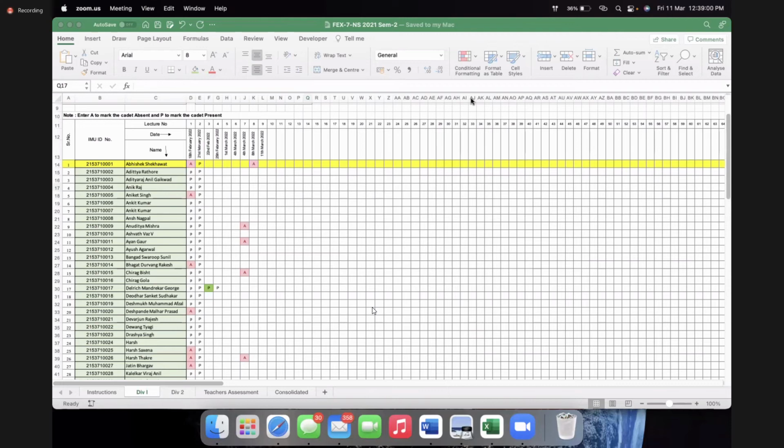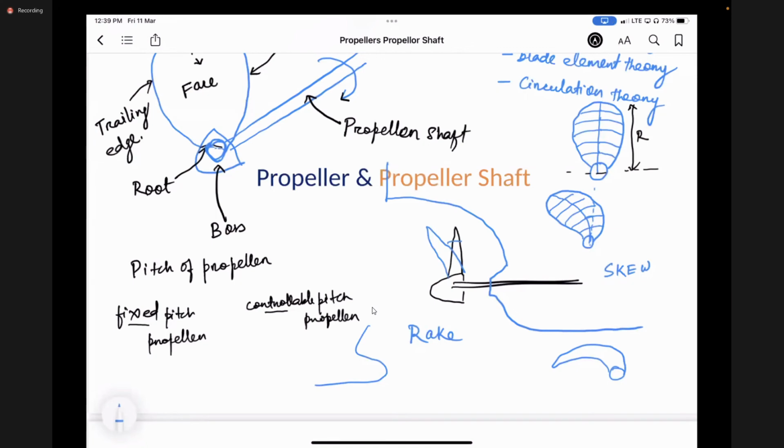So think of it. I have a ship. Oh, sorry. I've not shared the screen. One minute. Yes. So this is the bow of the ship. Where do I fix the rudder?